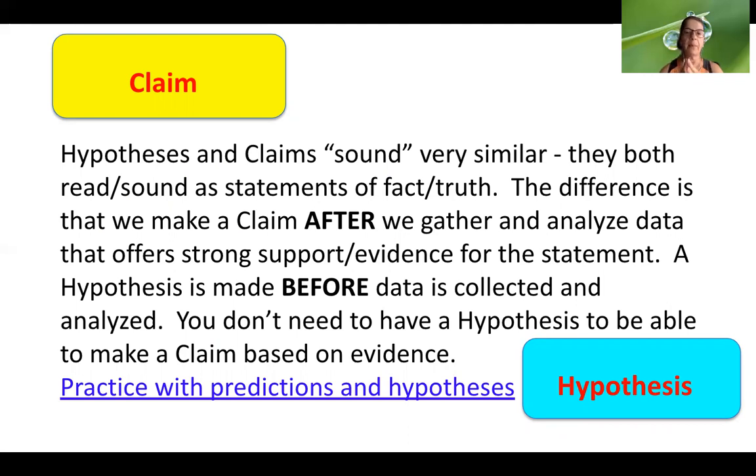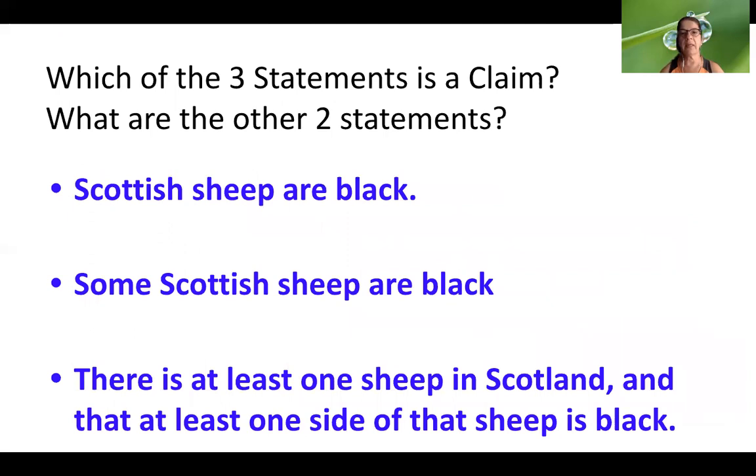Now, you don't need to have a hypothesis to be able to make a claim based on evidence, but let's go back to the three statements. And if we examine the evidence, what is the evidence? The three friends saw one sheep. Therefore, they cannot make the statement that all Scottish sheep are black because they only saw one. They only saw one sheep, so they cannot say some Scottish sheep are black. Why? For all they know, there's a single sheep in Scotland, not more than a single sheep. How do they know there's more than one sheep in Scotland? They only saw one sheep.